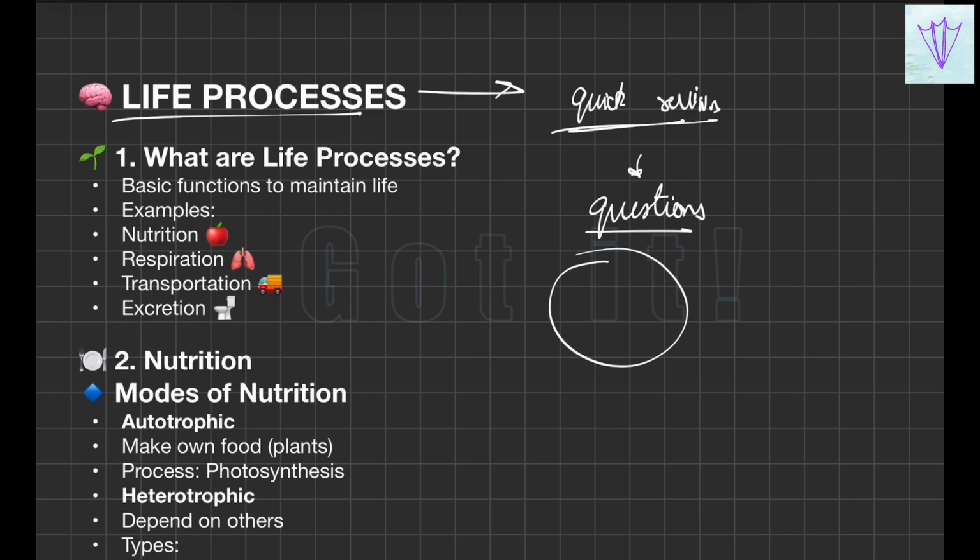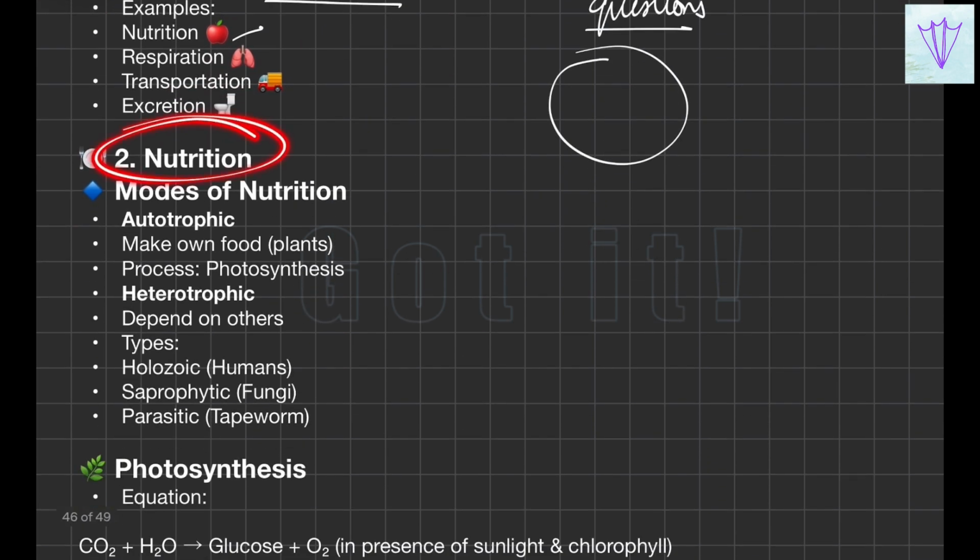Starting with a quick revision, what are life processes? These are some of the basic functions which are done to maintain life, which include nutrition, respiration, transportation, excretion. First, speaking about nutrition. Nutrition is the process of obtaining and utilizing food, and there are various modes of nutrition which include the autotrophic mode and the heterotrophic mode.